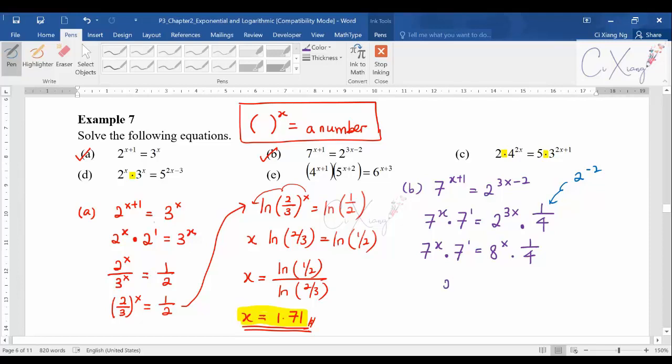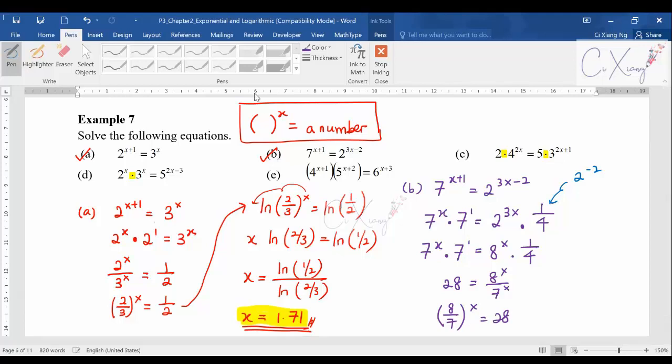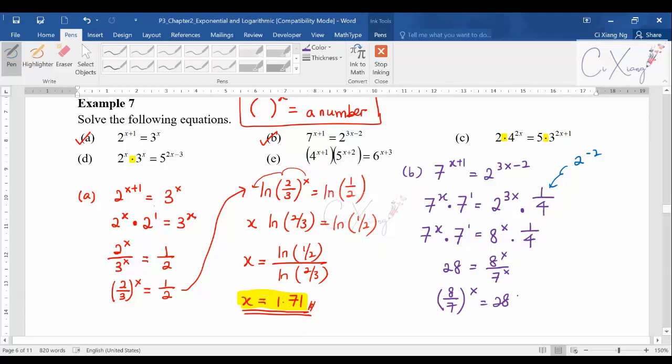Then if I rephrase everything, all the terms with power x, I will move to one side, and all the pure numbers I will move to the other side. I'm having 8 over 7 power x equals to 28. You will see that I rephrase it into this pattern. Then from here, only I start to take ln for both sides. So I'm having x ln 8 over 7 equals to ln 28, and x equals to ln 28 divided by ln 8 over 7. By pressing the calculator, you should be able to get the answer, which is 25.0 to 3 significant figures.